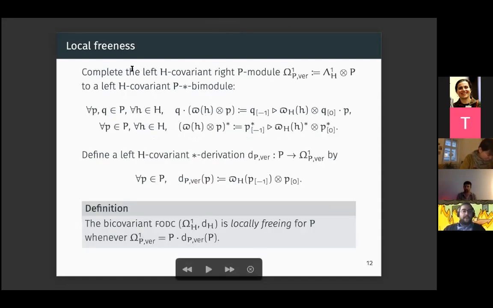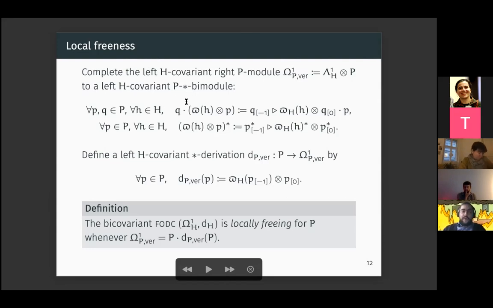So we can form, if you like, the dual bundle of the vertical, of the orbit-wise tangent bundle of P as an H-manifold, if you like. So let's define the vertical one-forms to be left-invariant one-forms in H tensor P. So this has a natural left H-coaction. It has a natural right P-module structure, but it's actually a covariant P-star bimodule.